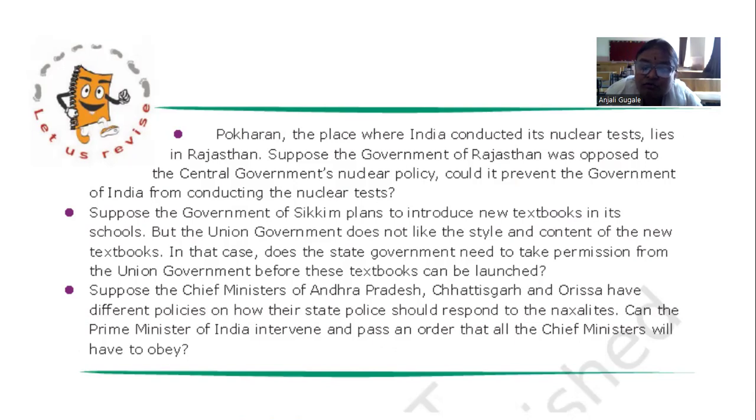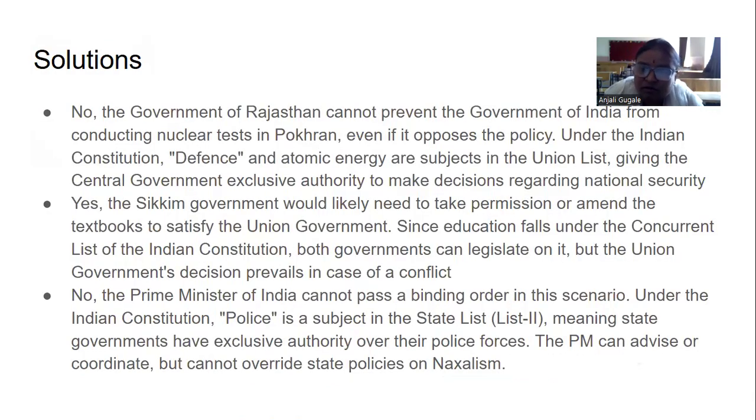So can the Prime Minister of India intervene and pass an order that all the chief ministers will have to obey? The answer is no. The central government cannot tell them, because every state has to take care of protection. Police comes under the state list. The Prime Minister cannot pass a binding order in this scenario. Why? Because under the Indian Constitution, police is a subject in the state list, meaning state governments have exclusive authority over their police forces. The PM can advise or coordinate but cannot override state policies on Naxalism.